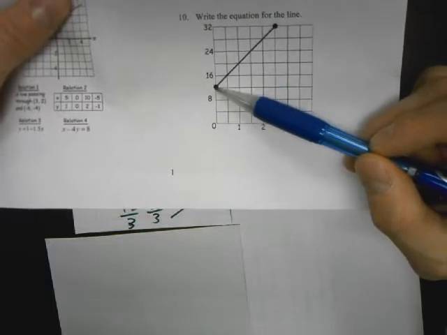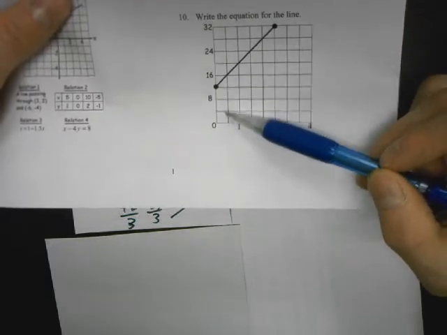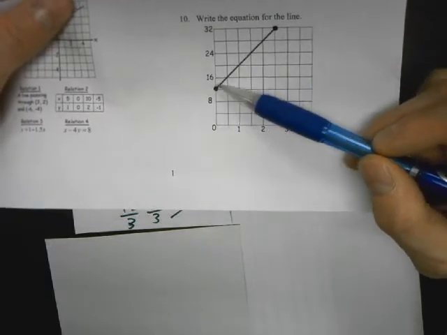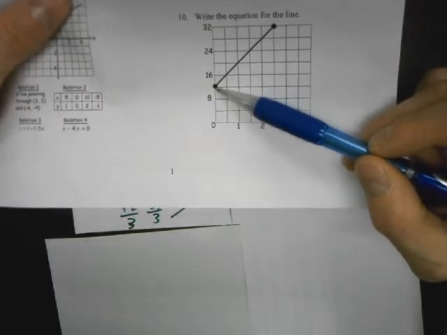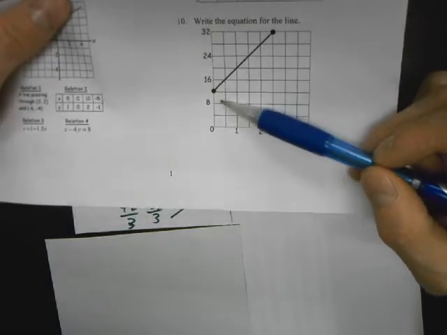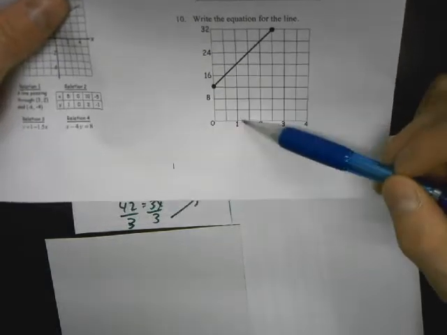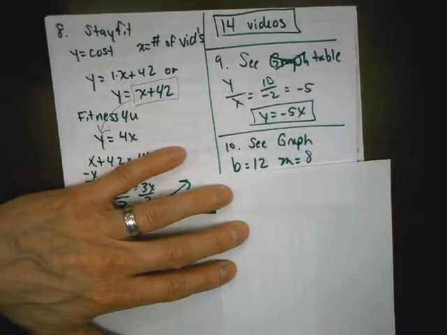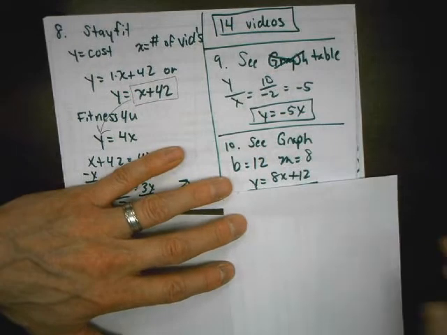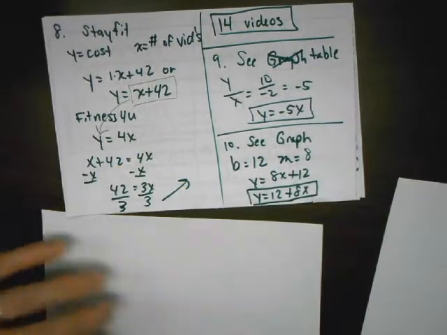And I go up 4 and over, but that's halfway. So let's go up 2 and over 1. I'm not actually going up 2, though, am I? I'm going up 4, 8. I'm going up 8. Wait a minute. Yep, I'm going up 8 and then over 1 right there. Up 8 over 1. 8 over 1 is a slope of 8. The slope is 8. The y-intercept is 12. The equation is 8x plus 12.